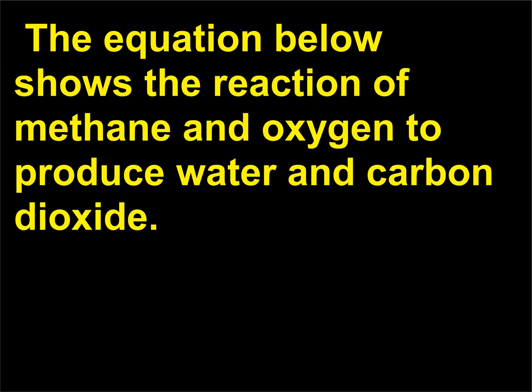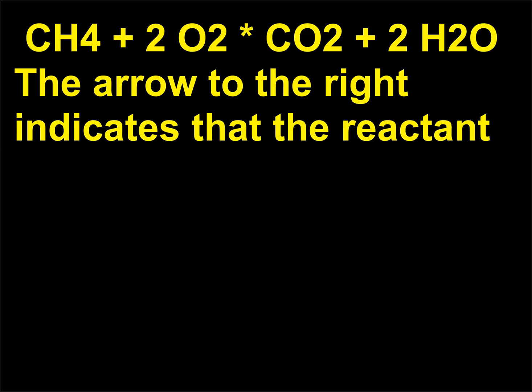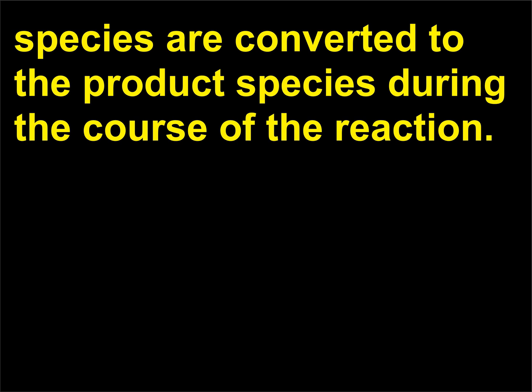The equation below shows the reaction of methane and oxygen to produce water and carbon dioxide. CH4 + 2O2 → CO2 + 2H2O. The arrow to the right indicates that the reactant species are converted to the product species during the course of the reaction.